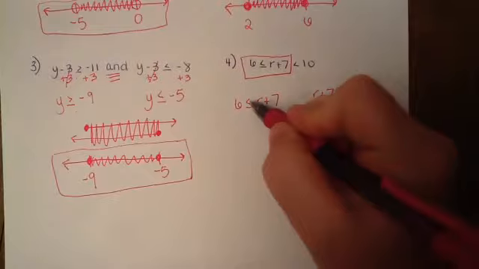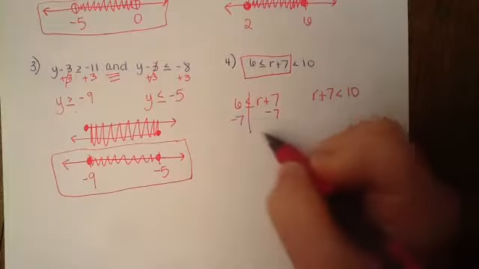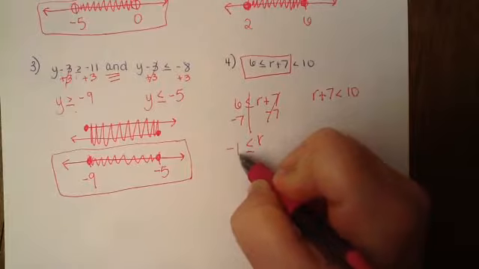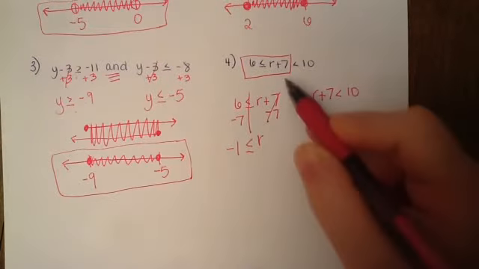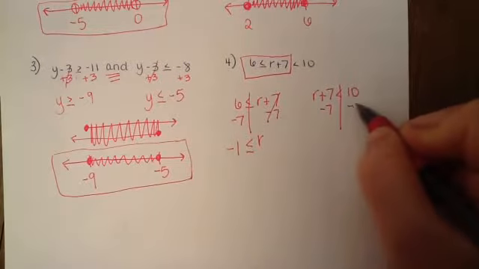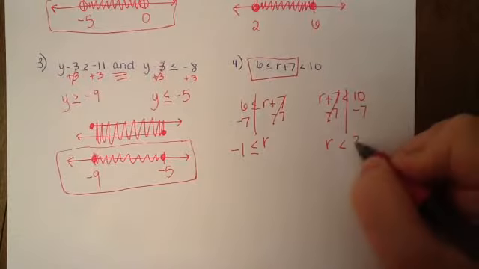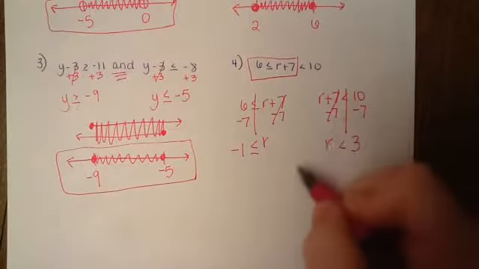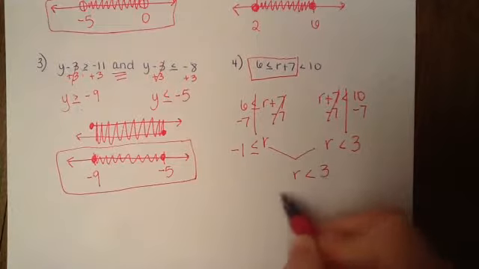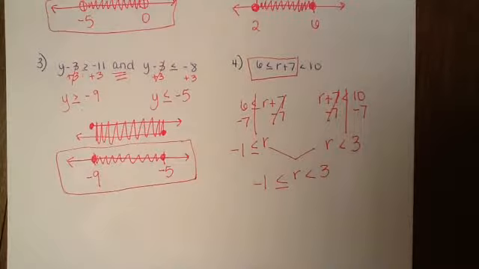Let's see how you did. On our first one, what did you do on both sides? Minus 7, minus 7. R is greater than or equal to negative 1. And over here, what did you do? Minus 7, minus 7. R is less than 3. So for my answer, I'm going to put those back. I'm going to go back down to 1r. R is less than 3, and r is greater than or equal to negative 1.